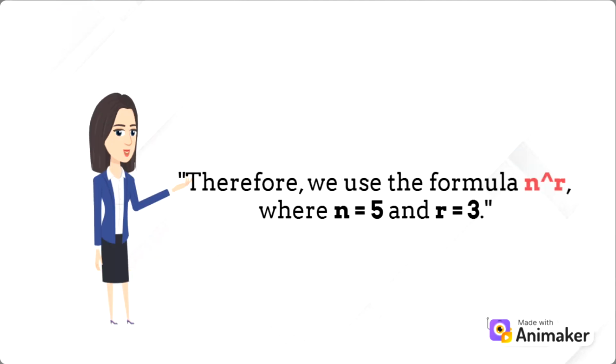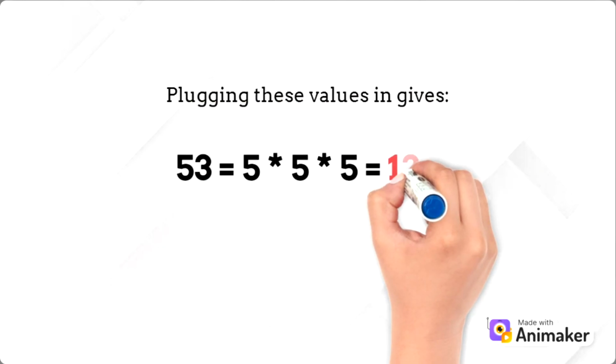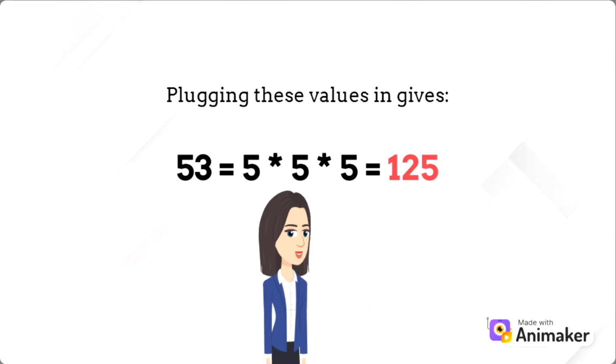Therefore, we use the formula n raised to r, where n is equal to 5 and r is equal to 3. Plugging these values will give 5 raised to 3, which is equal to 5 times 5 times 5, and that is equal to 125. Therefore, we can make 125 3-digit numbers from the numbers 3, 7, 0, 2, and 9.